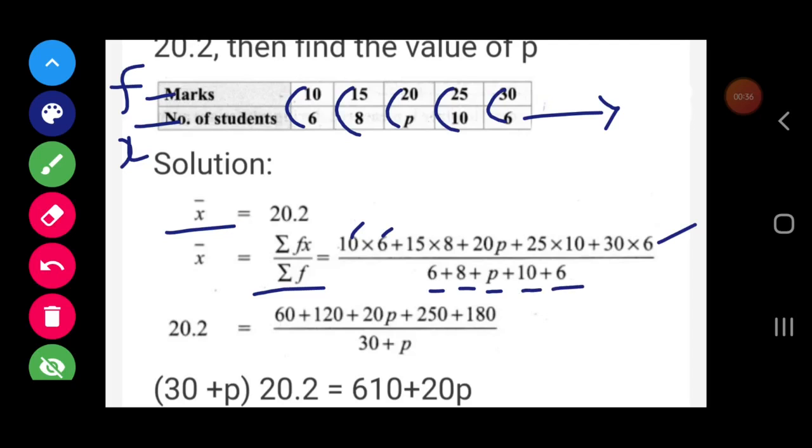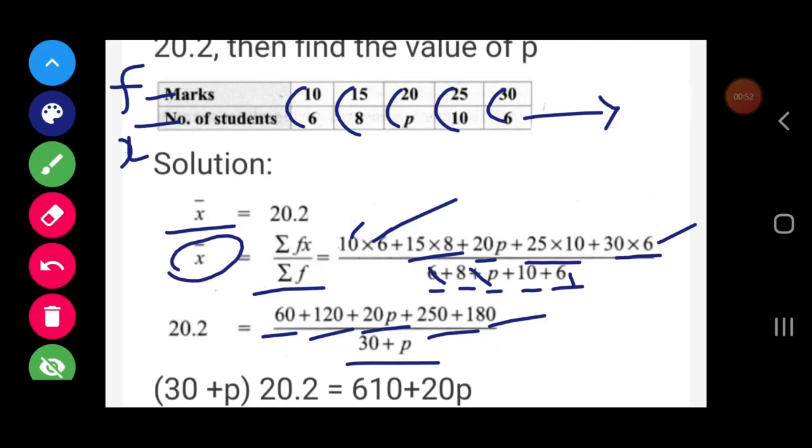Now when we multiply, we will get 60, 120, 20P, 250, 180, divided by, when we add these values, 30 plus P. Now we have to substitute 20.2 instead of X bar. Now we have to keep this one here.